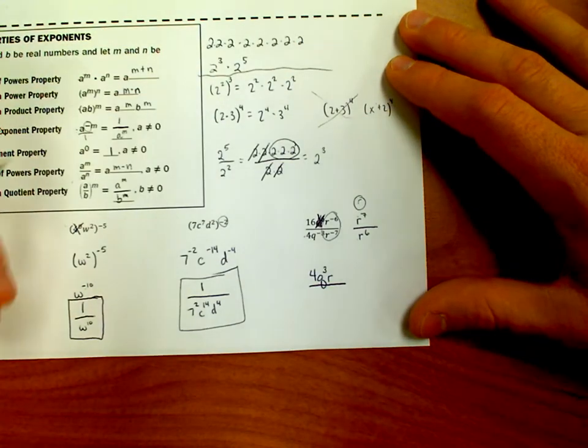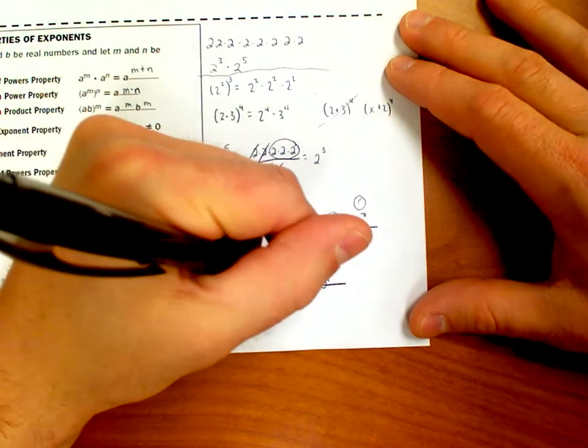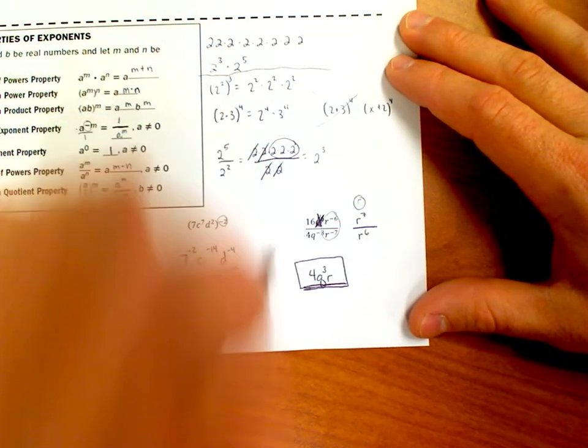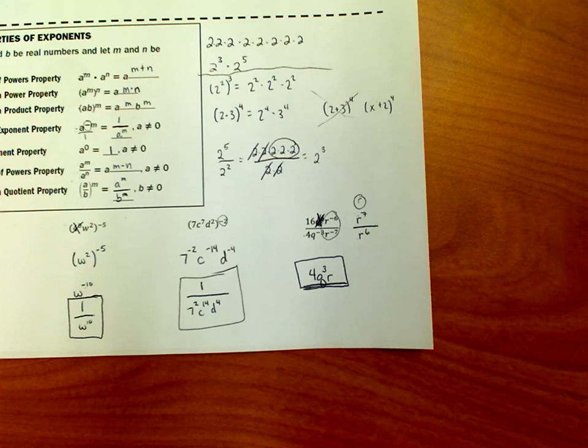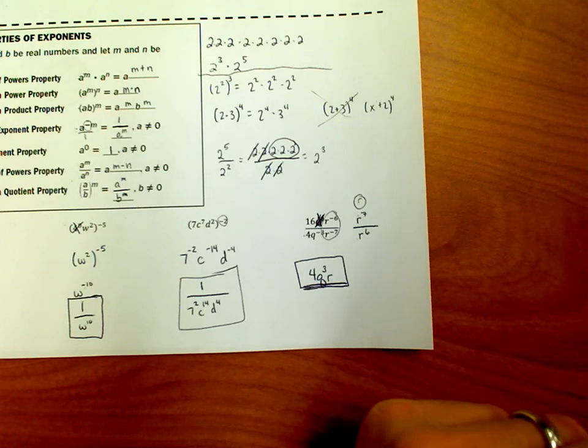So no fraction bar, turns out. Everything's in the top of the fraction. So I'll just make that part of my box. That would be 4 q cubed r. So hopefully this makes sense. We'll do some work on it in class. And that's the first video.